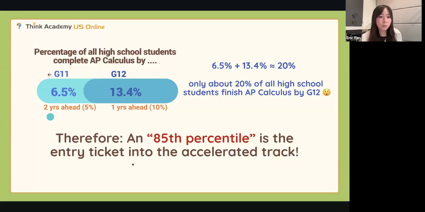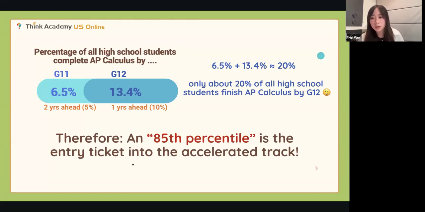So this time when we have those two numbers, 6.5% and 13.5%, and if we add them up together, it adds up to approximately 20. So that means only about 20% of all the high school students are gonna finish their AP calculus by grade 12. All right, so that's not a big number, right? So that's why we think, therefore, the 85th percentile is the entry ticket into the accelerated track. So if you want to get to the accelerated track, that means you're going to need to reach this 85th percentile.